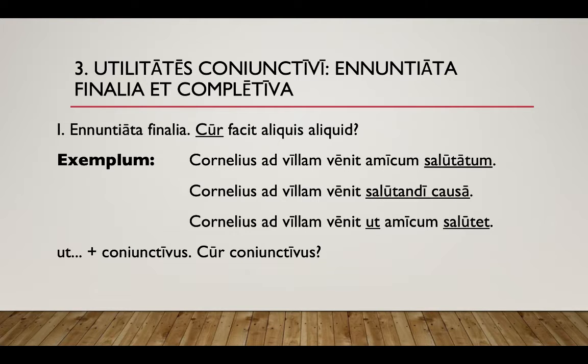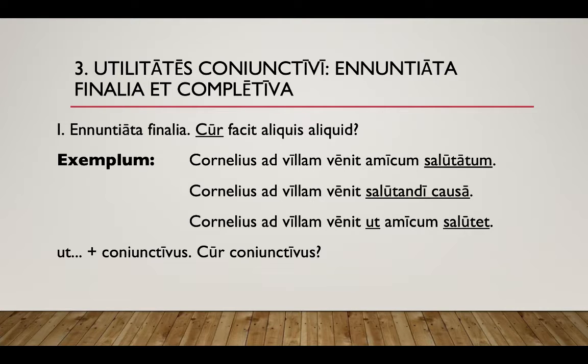Here are three ways of saying Cornelius went to the villa to greet his friends. Cornelius ad vilam venet amicum salutatum. Cornelius ad vilam venet salutandi causa. Cornelius ad vilam venet ut amicum salutet. The first one uses the supine, the second one the causa et gerundium construction, and the third one ut et conjunctivus. Right, so the last one is our enunciata finalia conjunctiva sentence.